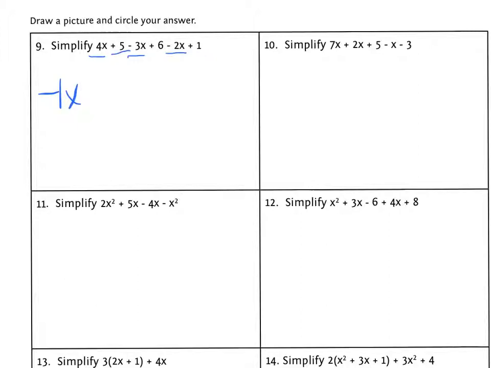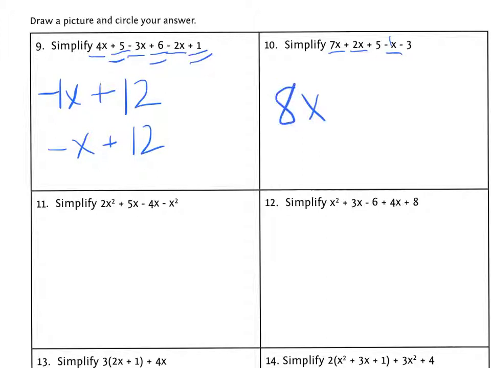Looking at the constants, we have a positive 5 plus 6, that takes us up to 11. Add 1 more, that gives us 12. You could also write it without the 1, just negative x plus 12. Number 10, we've got 7x plus 2x is 9x, minus x with the invisible 1. 9x take away 1x is 8x. And now for the constants, we have a positive 5, take away 3, 5 minus 3, positive 2.